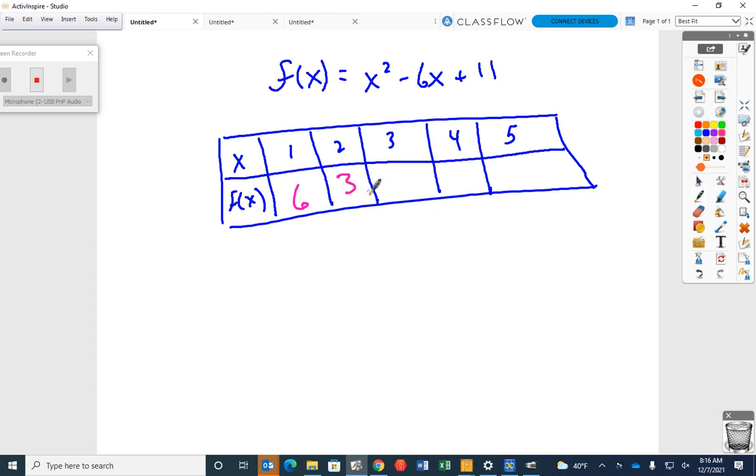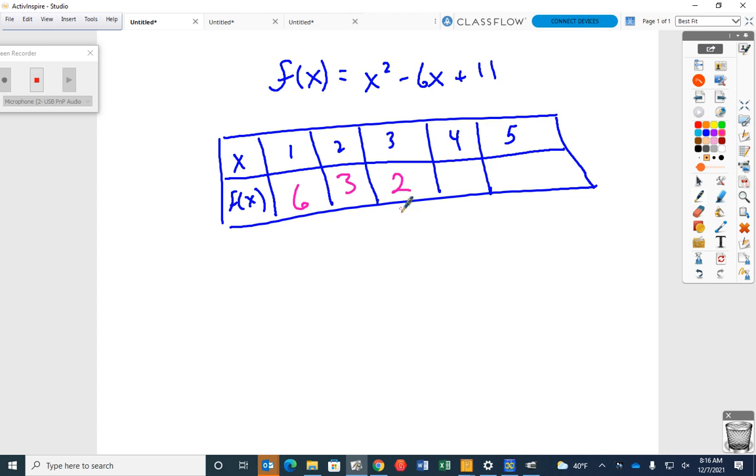Do the next one. Do it on your own. Let's see if we can figure it out. 2. You guys agree? Or are you just saying that because you want to be done? What is 3 squared? 9. 9 minus 6 times 3. 9 minus 18 is what? Negative 9. Negative 9 plus 11? 2. Okay, 4 squared. What's 4 squared?